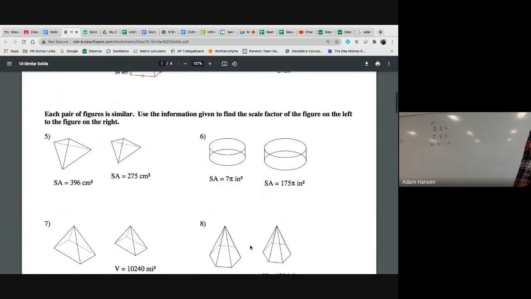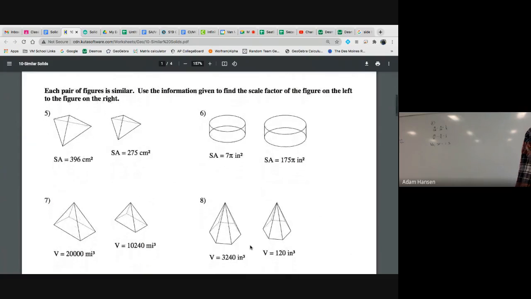Okay, let's try some more. I'm going to skip down to number 5. Well, try a couple of odds here. Number 5 says that each pair of figures is similar, so now we know they're similar. Use the given information to find the scale factor for the figure on the left to the right. So from the left figure to the smaller figure.